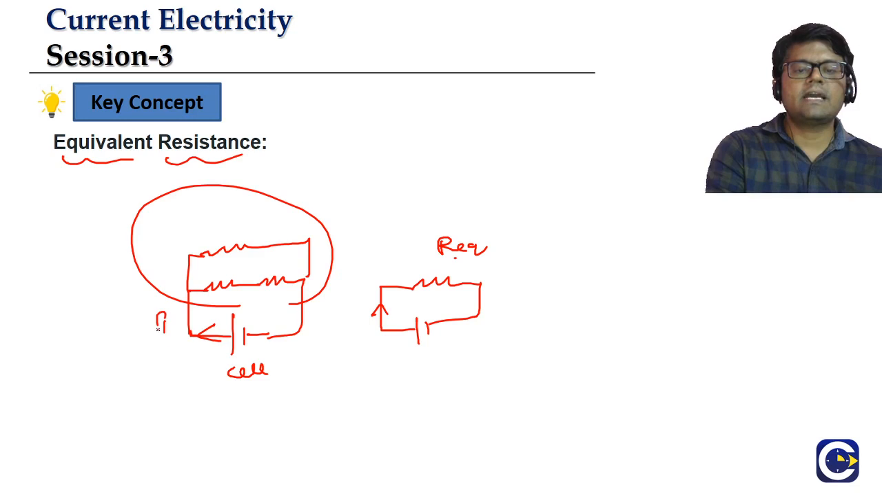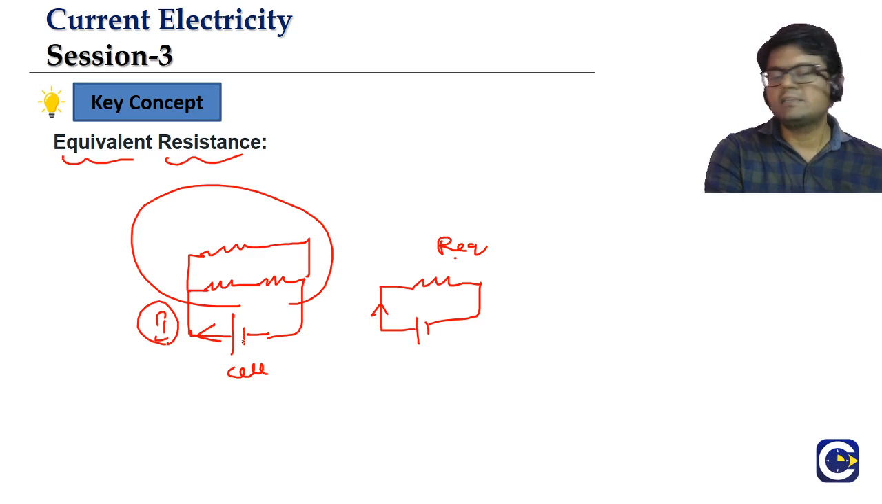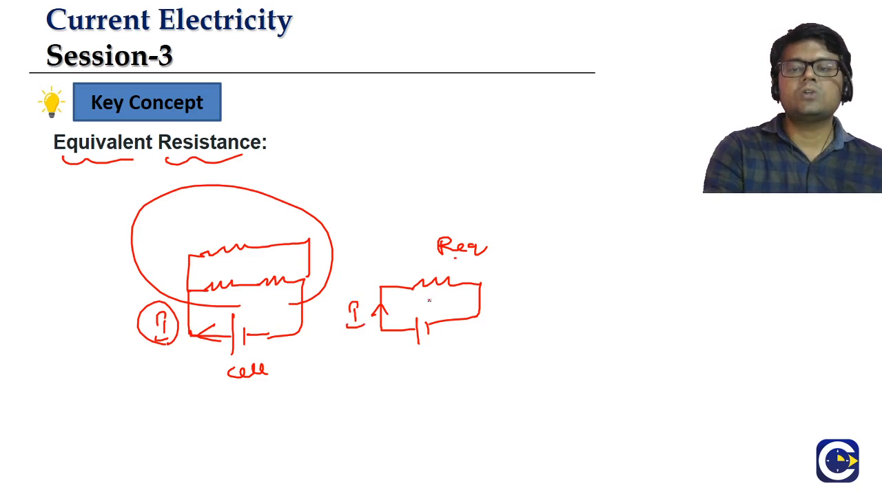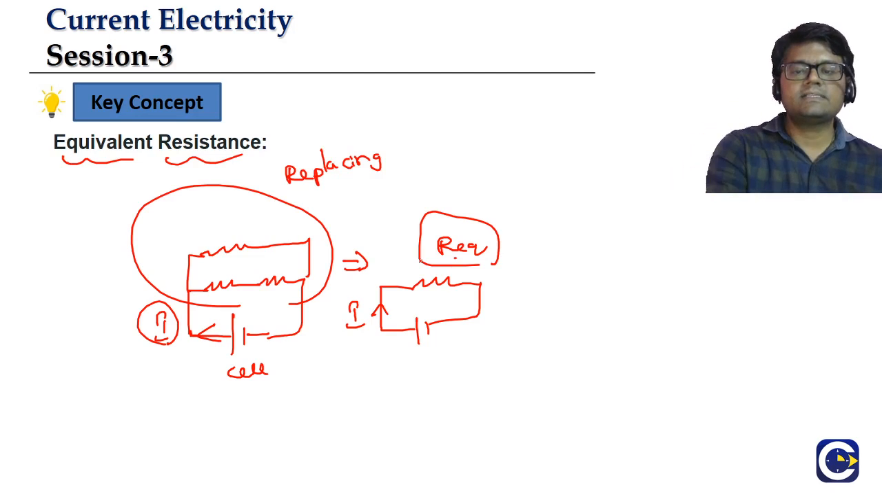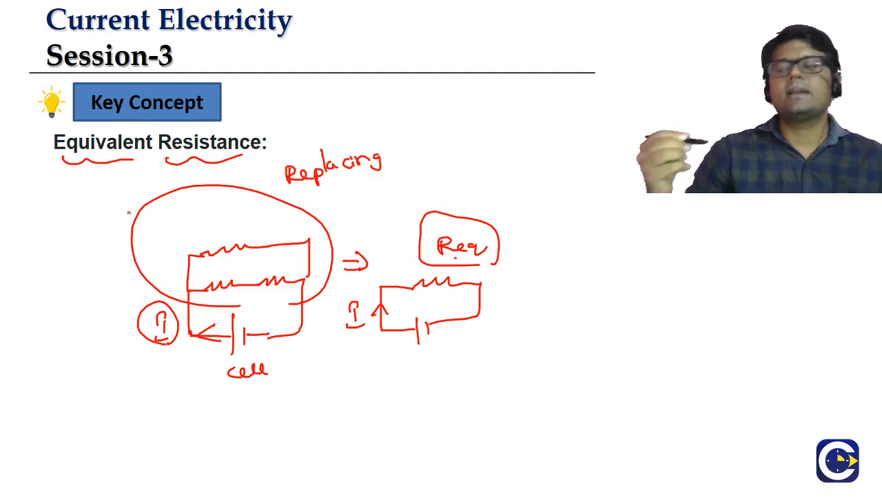Whatever current is drawn from the cell previously, the single resistance is also going to draw the same current. If you can think about such a resistance which is replacing them, effectively we are trying to replace the entire circuit by just one resistance connected to the same cell, and it is going to draw the same current. Such a resistance is what we call the equivalent resistance.